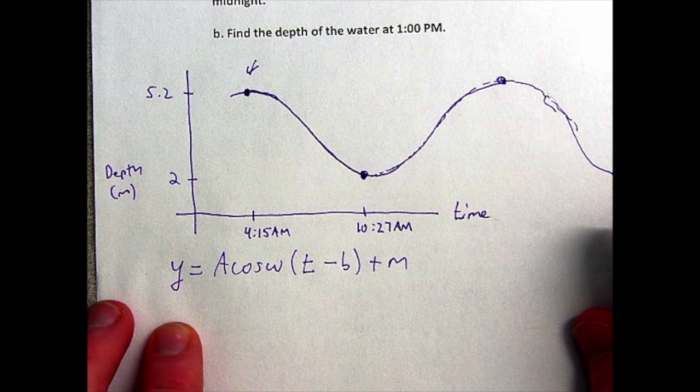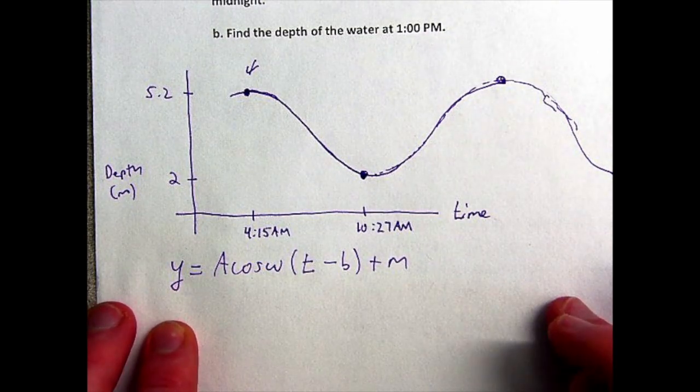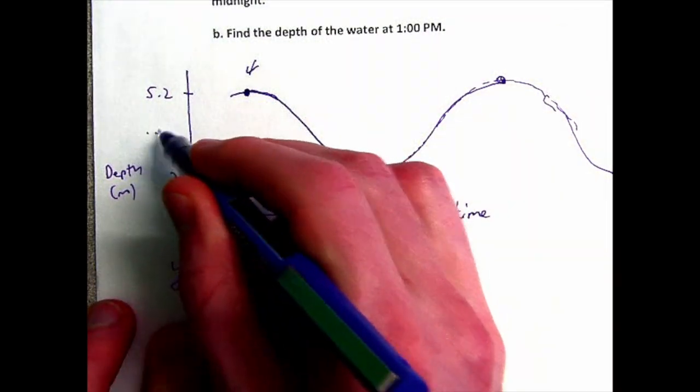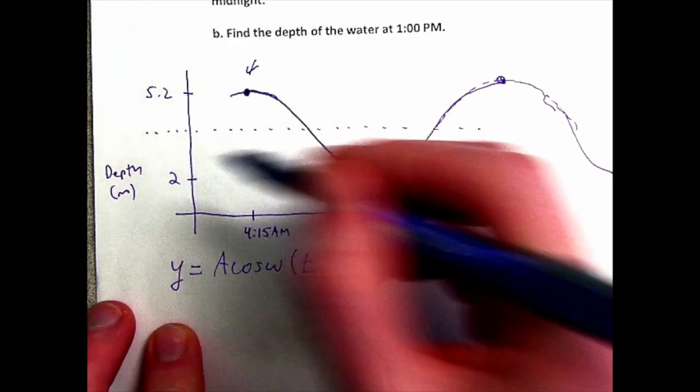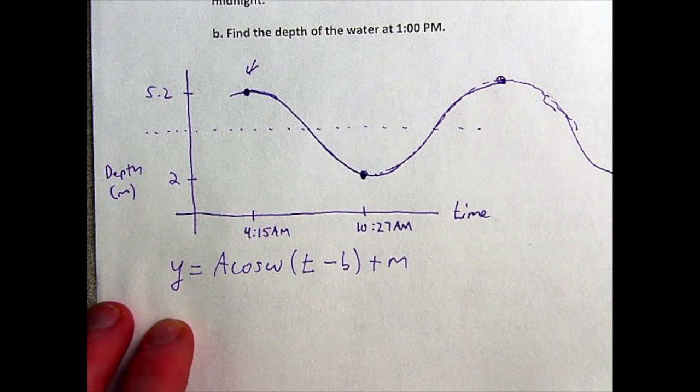Now, I have to figure out all of these parameters. Well, for one thing, I think the midline can be found pretty easily. The midline would be halfway in between these two values, which can be obtained by taking their average.